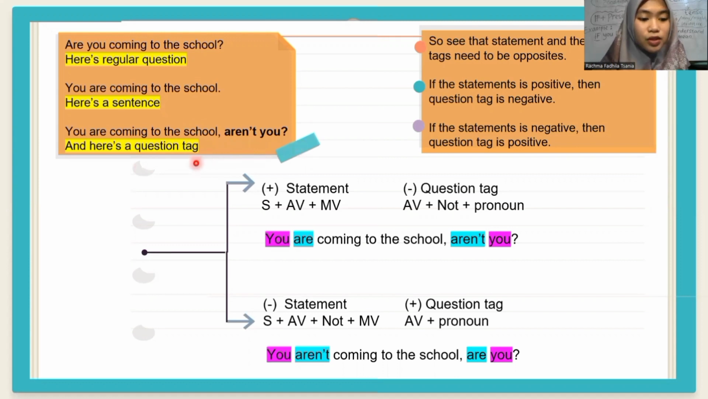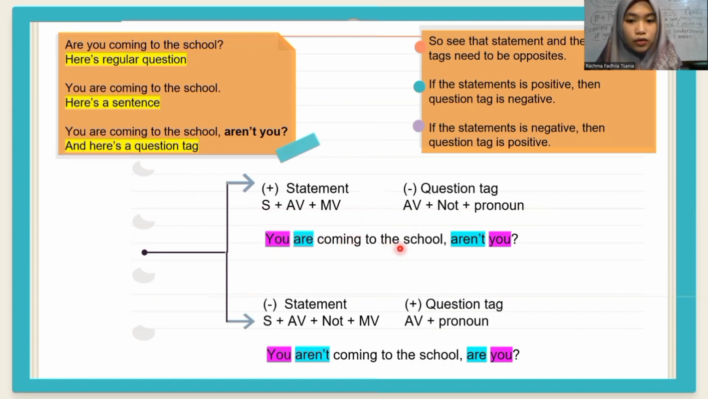So let me show you how to use a question tag. It's simple. You take a statement: You are coming to the school. And then you add a question tag: aren't you? So we have subject plus auxiliary verb plus main verb, and for the question tag, auxiliary verb plus noun plus pronoun.